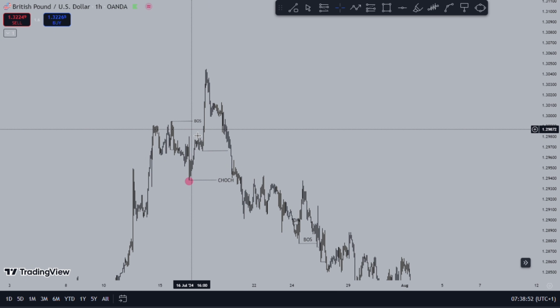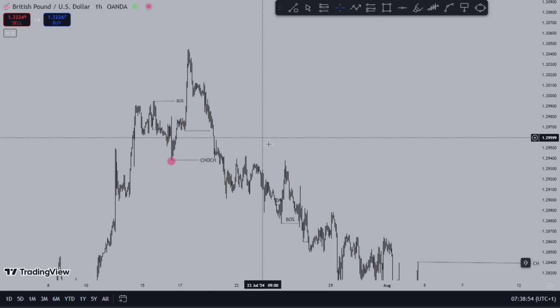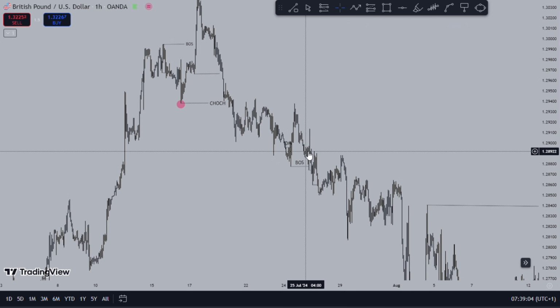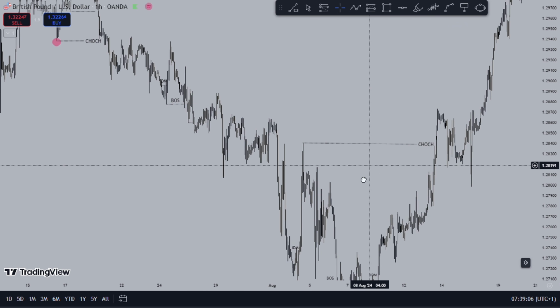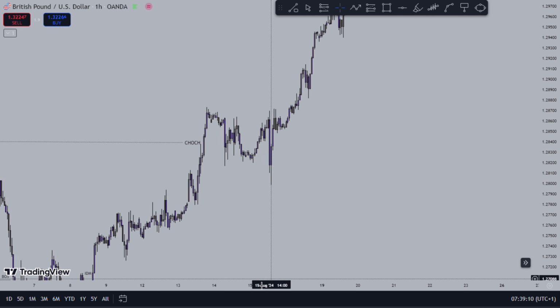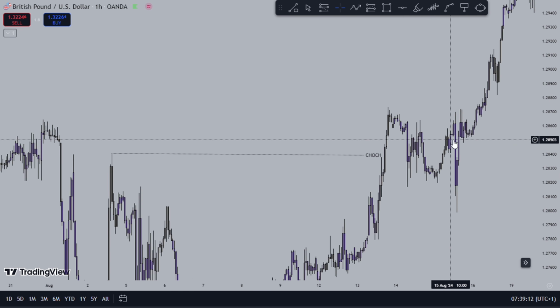If it's a valid break of structure, then you can continue. If it's invalid, I'll show you what to do in another video. Once you have identified that break of structure, you keep on repeating the process. Identify your inducement, identify your break of structure, then identify your change of character. That's where the bullish move started from. So you can keep on marking from here.